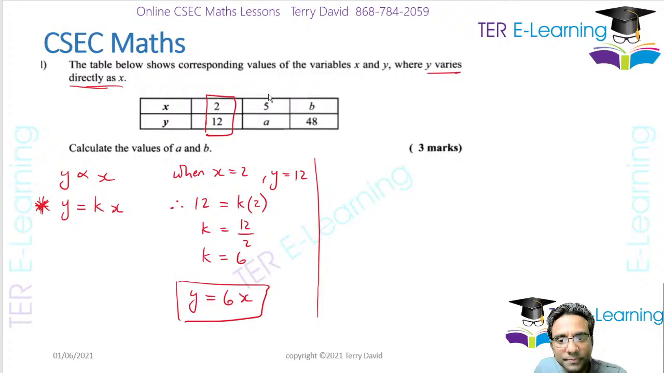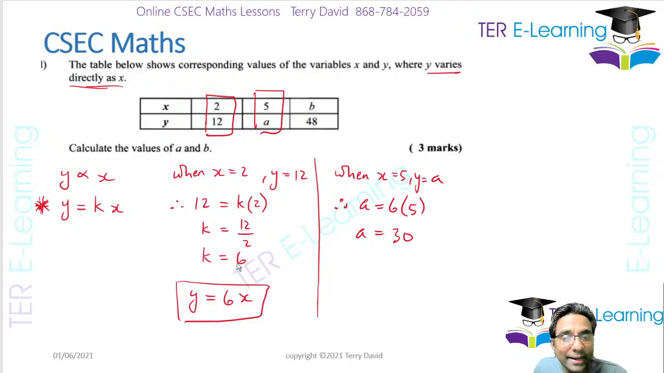So the next step now, I'm going to use this here in order to figure out what a is. So according to that table there, when x is equal to 5, y is equal to a, right? So therefore, we can say that a is equal to 6 multiplied by x, which is 5. So therefore, a is equal to 30. So if you're wondering where I substituted that, I substituted into this equation that I have here, right? So we figured out a is 30.